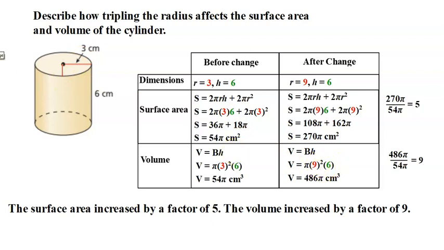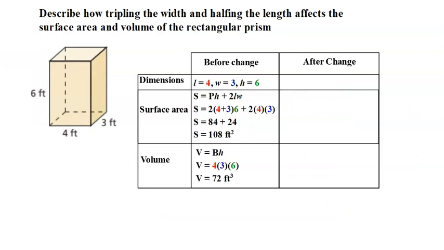So let's take a look at this one here. Going back to the prism, but this time I'm going to triple the width, and I'm going to halve the length. Okay, so I'm tripling the width, halving that length. What does that do? So the width goes to 9 and the length goes to 2. Height is staying the same. Height stays at 6. All right, there we go.